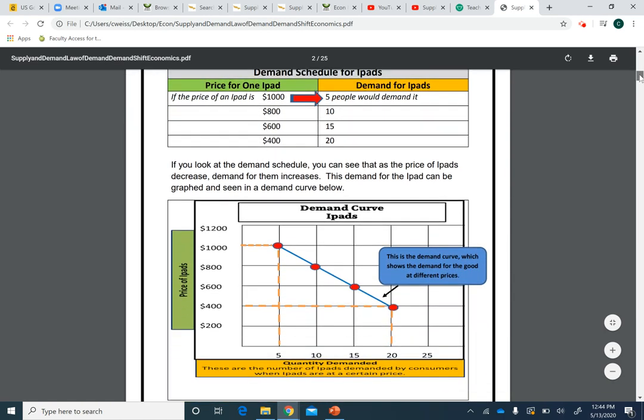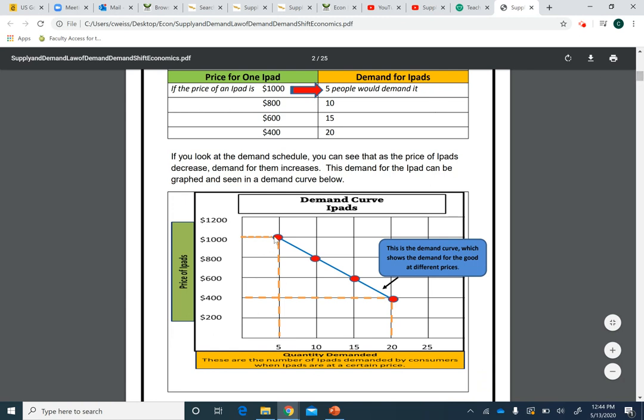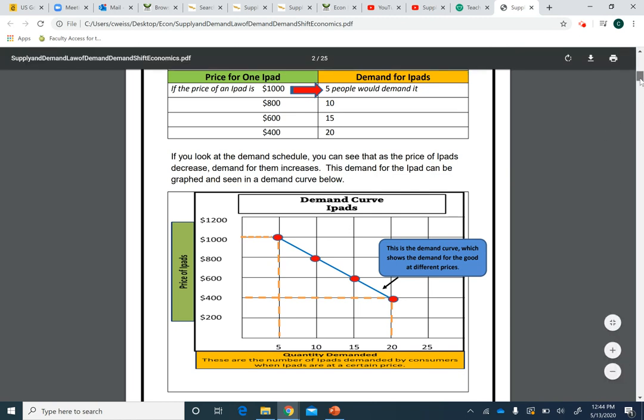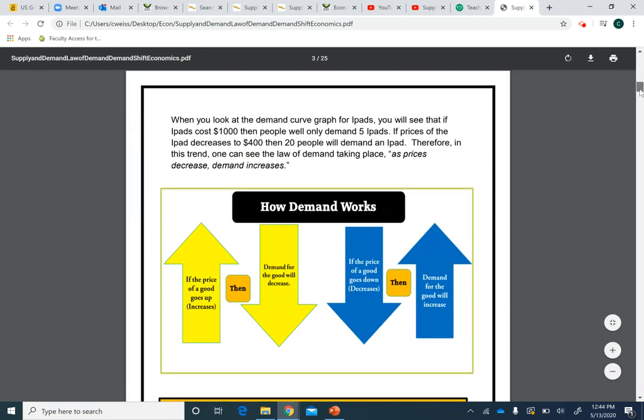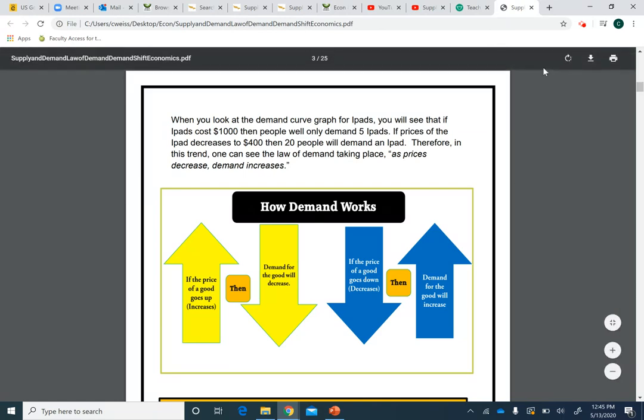Okay. If you look at the demand schedule, you can see that as the price of iPads decreases, demand increases. So that's why we see the graph going on a downward slope. The demand curve is on a downward slope because as the price goes down, more people will buy it. All right. So if the price of a good goes up, then the demand will decrease. The more expensive an item becomes, the less people want it. If the price of a good goes down, more people will want it, so it'll be in higher demand.